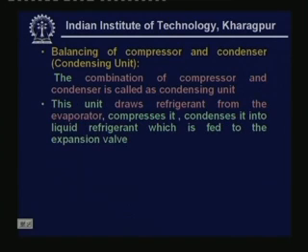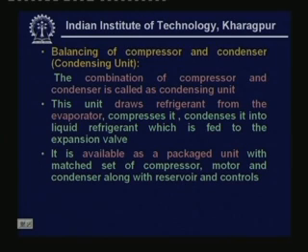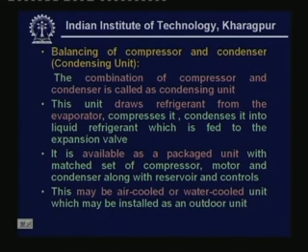This unit draws refrigerant from the evaporator, compresses it, and condenses it into liquid refrigerant, which is then fed to the expansion valve. The condensing unit is available as a packaged unit with a matched set of compressor, compressor motor and condenser along with reservoir and controls. This may be an air cooled or water cooled unit, which may be installed as an outdoor unit. So, as you can see, a combination of compressor and condenser along with controls and the motor is called a condensing unit.